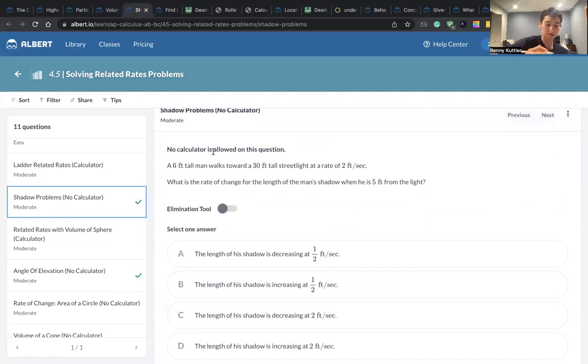Okay, now this is a more difficult type of problem called a shadow problem. Just a little bit similar to a cone problem, but we'll do that in a second. So we're told a 6-foot-tall man walks towards a 30-foot-tall streetlight at a rate of 2 feet per second. What is the rate of change for the length of the man's shadow when he is 5 feet from the light? So first thing that we do is we draw this out.